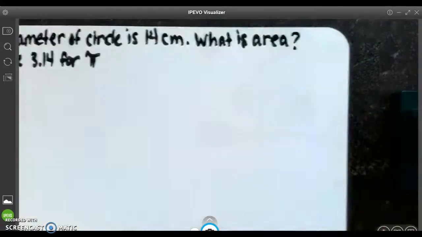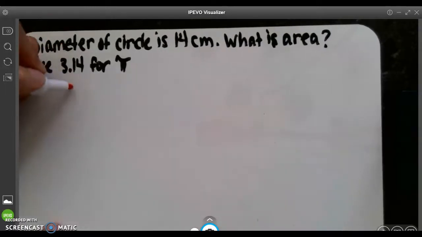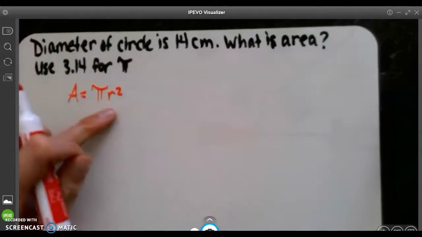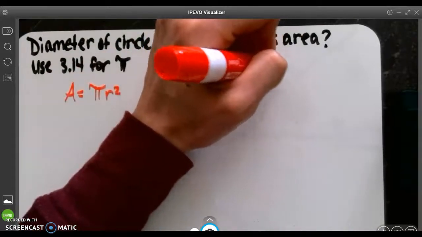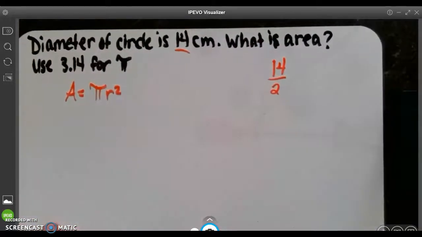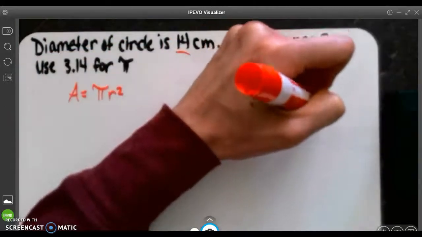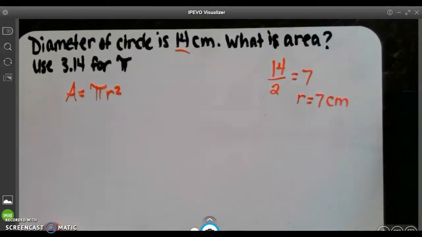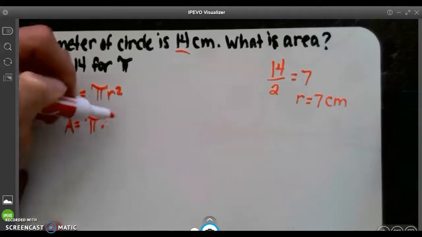The next one, this says we have a diameter in our circle of 14 centimeters. What is the area? Use 3.14 for pi. So again, area equals pi times radius squared. So we want the radius, but we were given a diameter of 14. So remember, a diameter is 2 times the length of the radius. So to get the radius, we're going to take 14 divided by 2 to get 7. So our radius equals 7 centimeters. And so that 7 is what we're plugging into our formula. We just take whatever the diameter is and divide by 2. So area equals pi times 7 squared.